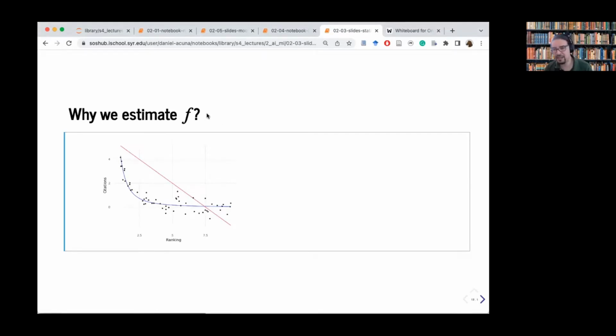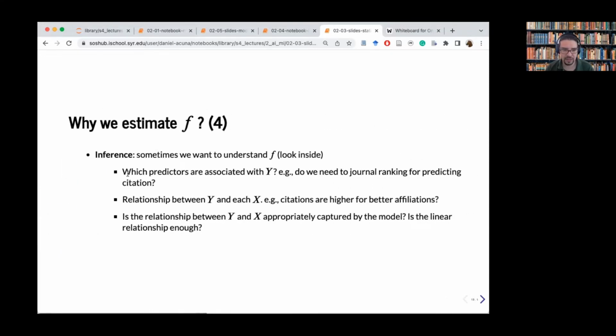Now, why do we estimate f? Imagine that we have estimated f and found a solution. We want to do it for multiple purposes. One of them is just to understand. For example, which predictors are associated with the outcome? Do we need journal ranking for predicting citations? Maybe we don't need the journal ranking. Maybe everything's related to the author. What is the relationship between what we're trying to predict and the features? Are citations higher for higher ranking affiliations? And you can have questions about whether you are using the right features to predict the citations. Someone was mentioning that maybe you need social media to do this, so maybe you will need to augment the features that you're capturing.